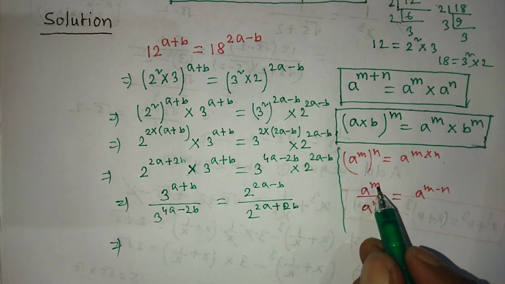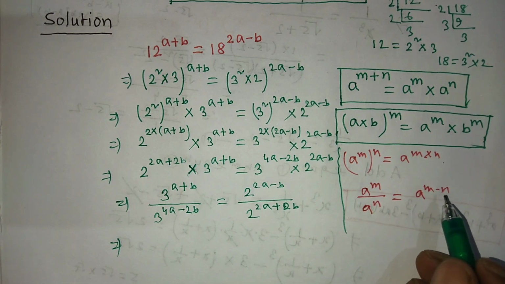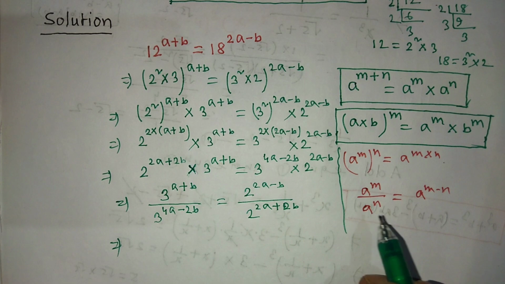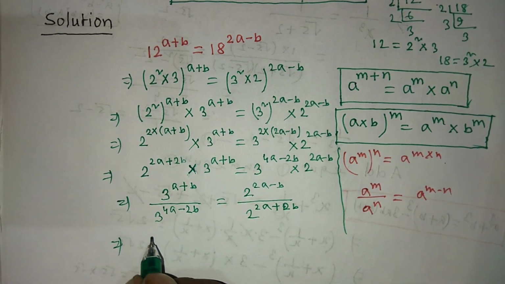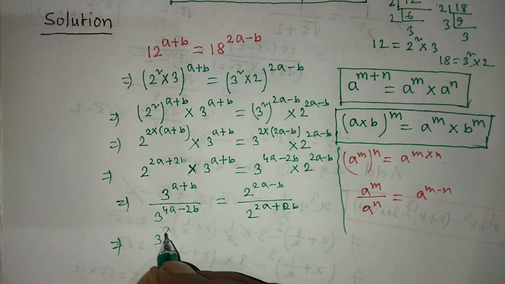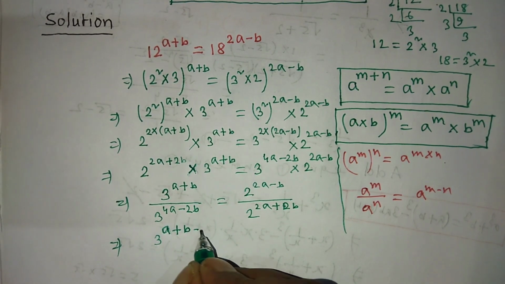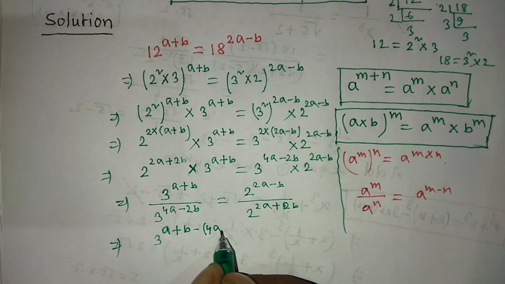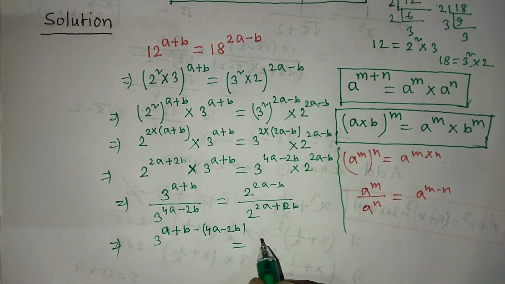A to the power m over a to the power n is equal to a to the power m minus n. So this formula we have to apply on both sides. On the left hand side we have 3 to the power a plus b minus 4a minus 2b, is equal to, on the right hand side we have to apply this formula.